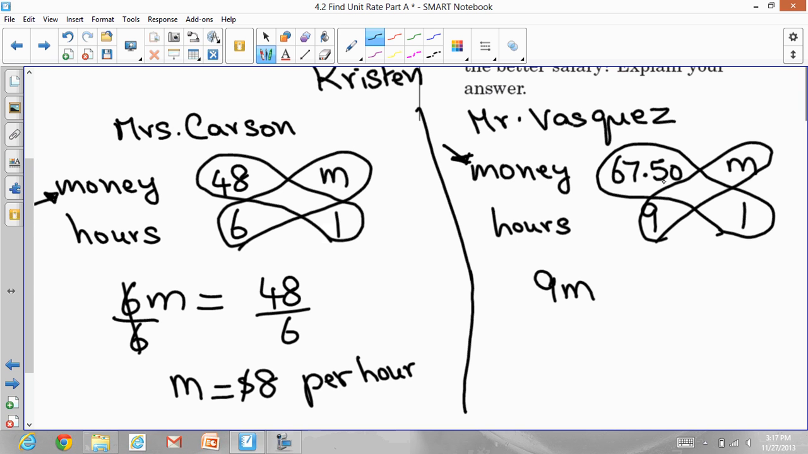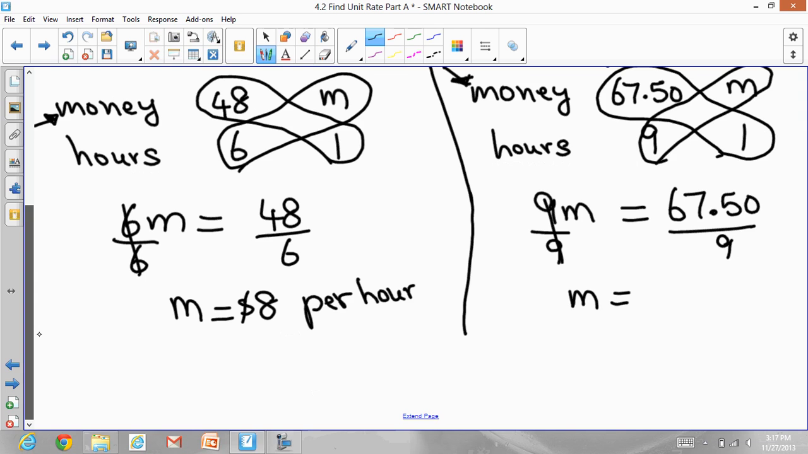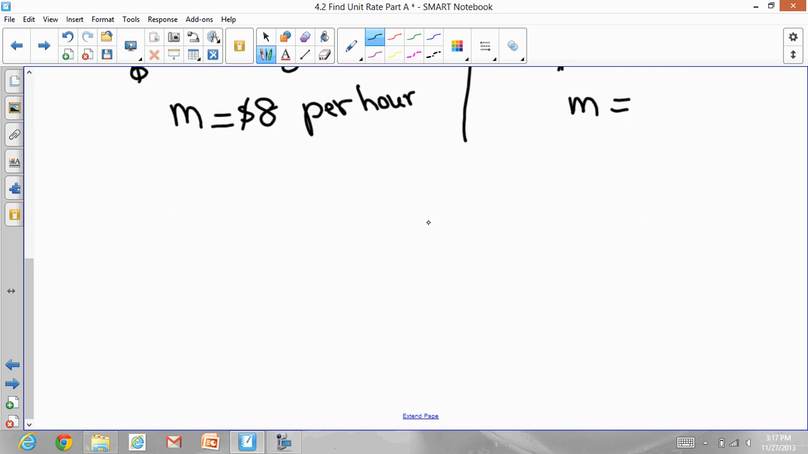1 times 67.50 is 67.50. Make sure that you put the equal sign. Divide by 9. Divide by the same 9. Cancel. M is equal to, we have to do some division over here. So $67.50 goes in the shelter, divided by 9.